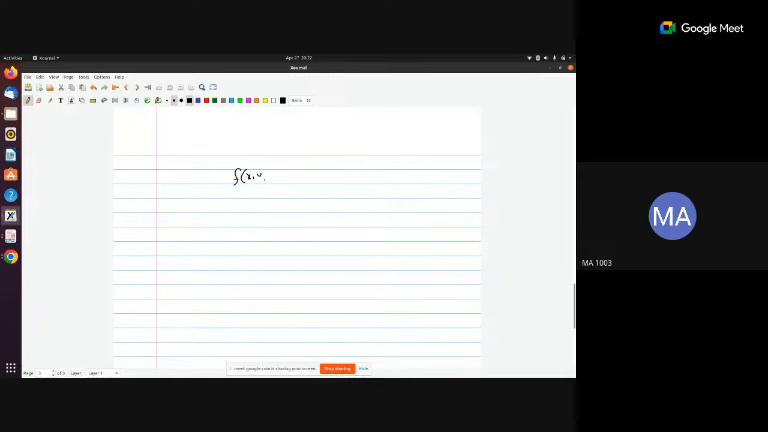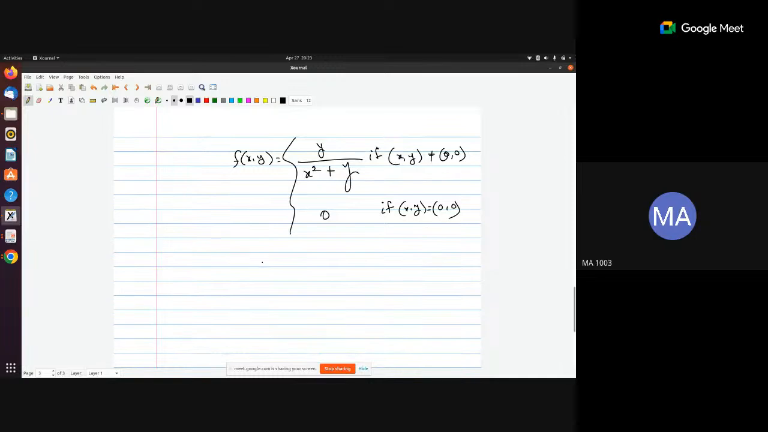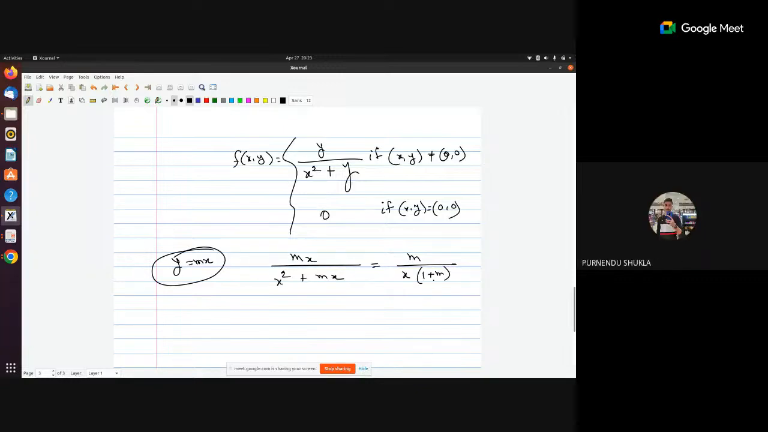So suppose I am taking this one. What should I take? Let's say this one. Okay. So for this one, if I approach the origin by any straight line, so y equal to mx, what will be our limit? Can someone tell me where the function will approach? M upon 1 plus 0, sir. So if I write this, x squared plus mx. So x will cancel.